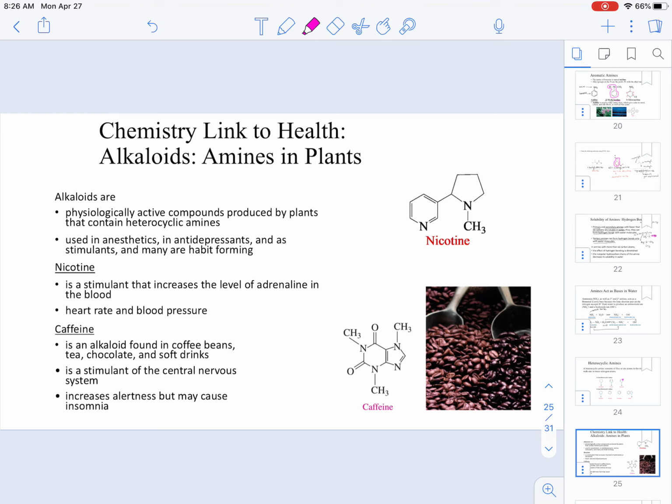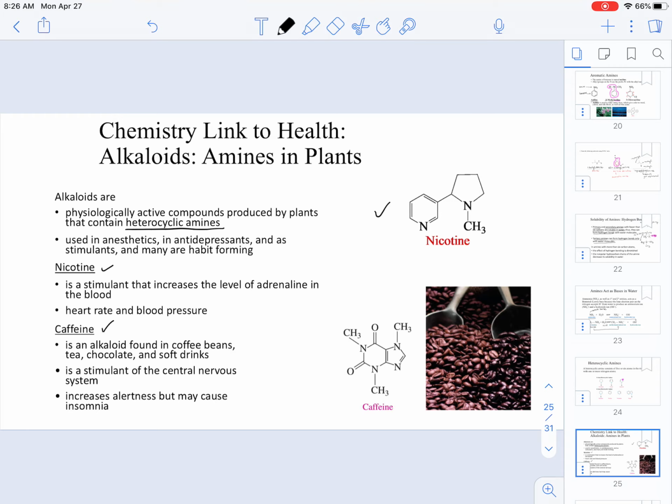One of the things where we see these heterocyclic amines in action are when it comes to alkaloids. Understand that alkaloids are going to be physiologically active compounds that are produced by plants, and they have these heterocyclic amines. They are used as anesthetics, they're used in antidepressants, they're actually even found in stimulants, and they're known to be habit forming. Now, to give you guys some examples of alkaloids, here we have the structure of nicotine, which is in the top, and the structure of caffeine.